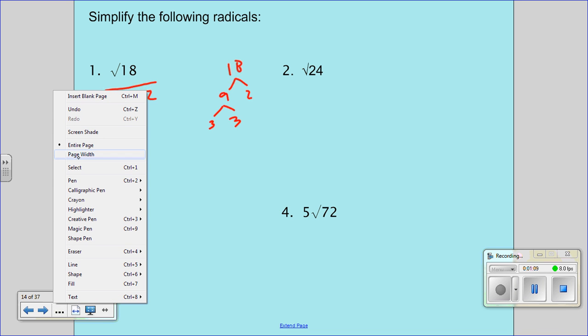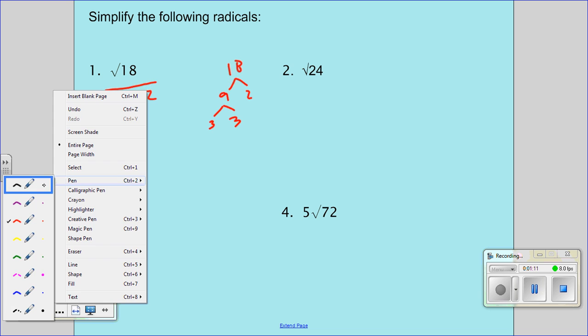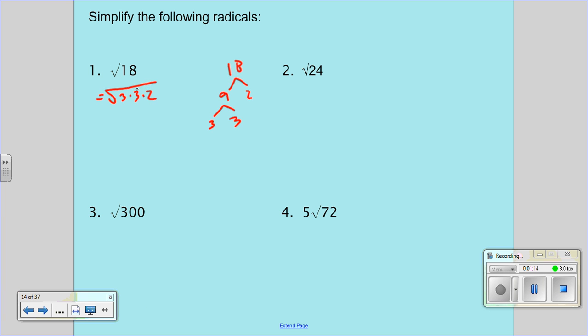And then again, the same rule applies that whenever you see a pair of numbers, go ahead and circle them, and then cancel one out, and one will come outside the sign. Whatever doesn't come outside the sign will stay in the sign. So we had a 3 come outside, one 3 was canceled out, and then a 2 will remain in the sign. So 3 square root of 2 would be the final answer to simplifying the square root of 18.